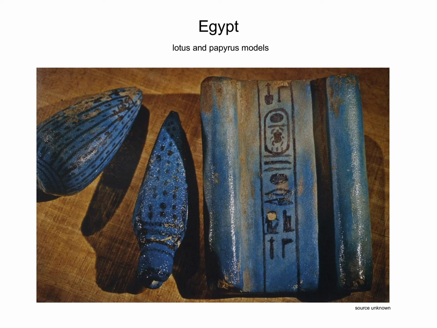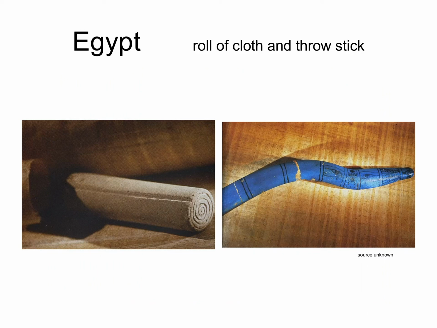And here are some examples from Egypt, where we have lotus and papyrus models made in ceramics for funerary purposes, to be put as offering in tombs, as are this roll of cloth and this throw stick. And the fact that those objects are ceramics is not irrelevant, because ceramics is a very permanent material. It will last for eternity, which makes sense as a funerary offering in a tomb for deceased people.